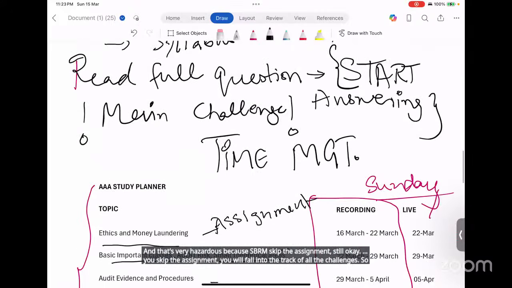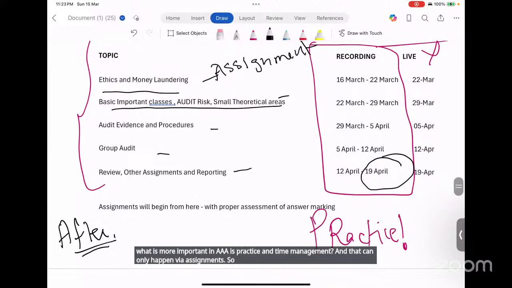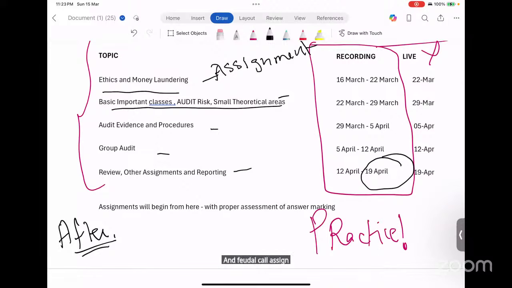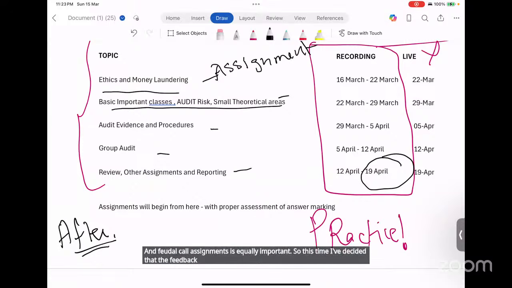So what is more important in AAA is practice and time management. And that can only happen via assignments. So assignments are very, very important. And feedback on assignments is equally important. So this time I've decided that the feedback is going to be given to all assignments after 19th of April. So you're going to have a unit-wise assignment, but after you complete the syllabus.